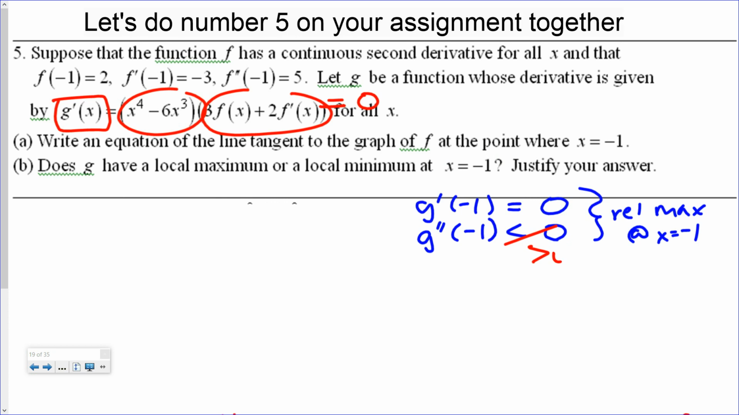This one might be greater than 0, and it might be a relative min. Does that make sense? But it's one or the other, okay? And if I can show these two things, then I can show there's a relative max or min. Well, let's show it. What's g prime at negative 1?